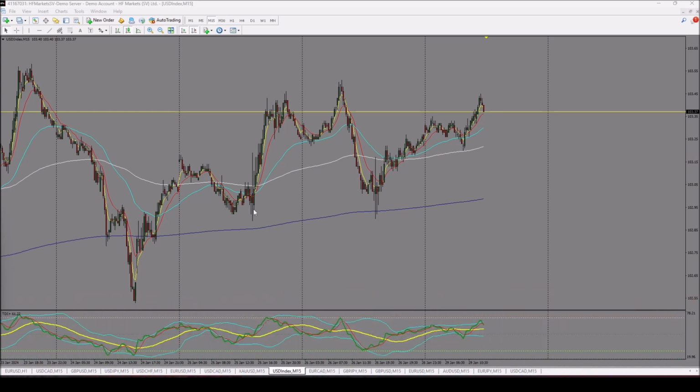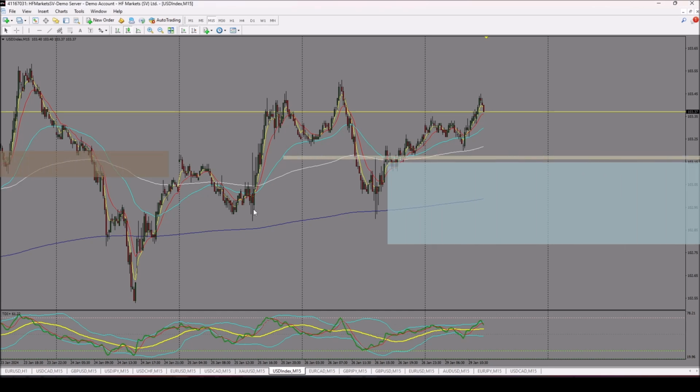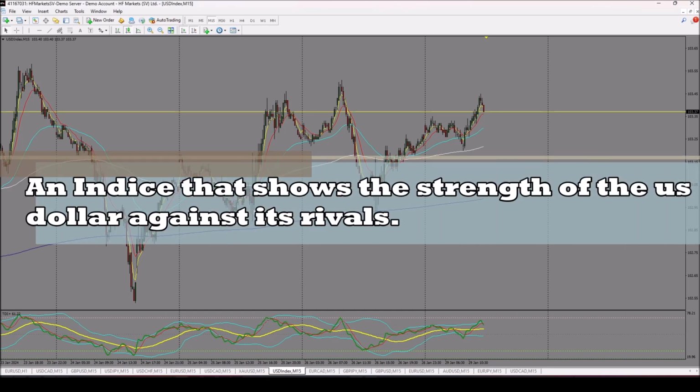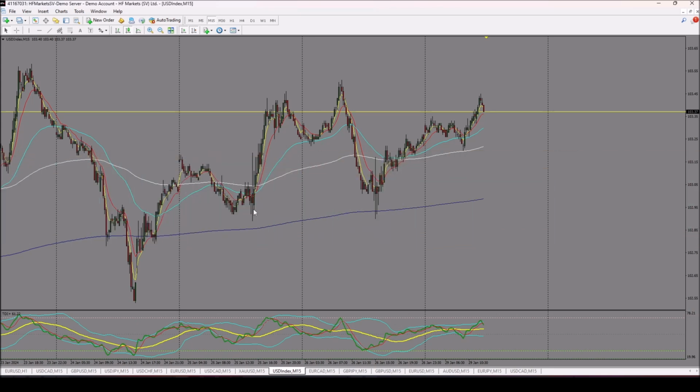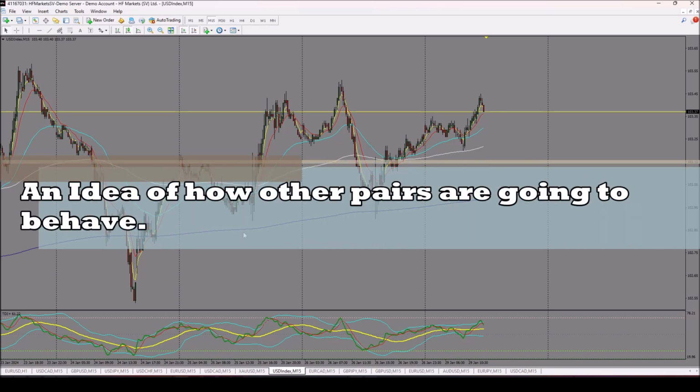So basically, the USD index is an index that shows the strength of the US dollar against its other rivals. If we see the USD index giving us an upward trend or a downward trend, we know that the US dollar is rising or decreasing respectively. So when we analyze the US dollar index, we can have an idea of how other pairs are going to behave.